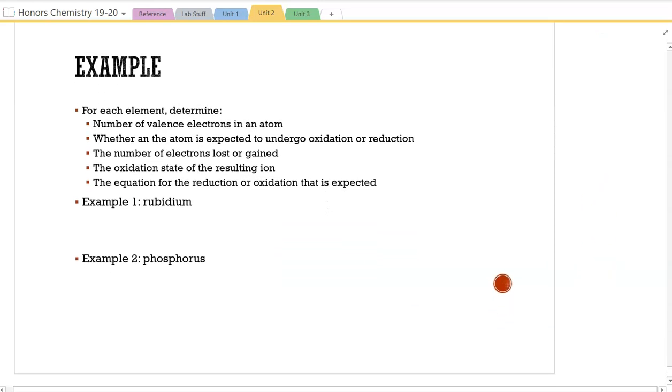All right, so for this, let's go ahead and give you a chance to practice this on your own. For each element, I'm going to ask you to determine the number of valence electrons in that atom, whether or not it's going to undergo oxidation or reduction, the number of electrons that it's either lost or gained because of this process, the resulting oxidation state, and then finally the equation for the reduction or oxidation that's expected. And I tried to write a couple more of those out earlier to give you a sense of what that might look like, so hopefully that will give you a good background for this.